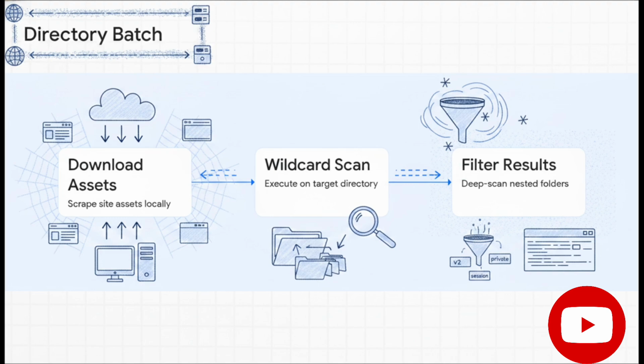From there, you run LinkFinder using a wildcard character to target that entire folder and use recursive lookups to deep scan any secondary nested folders. Doing this locally lets professionals use offline command filters to rapidly isolate high-value strings. We're talking paths containing words like v2, private, or session out of thousands of results.